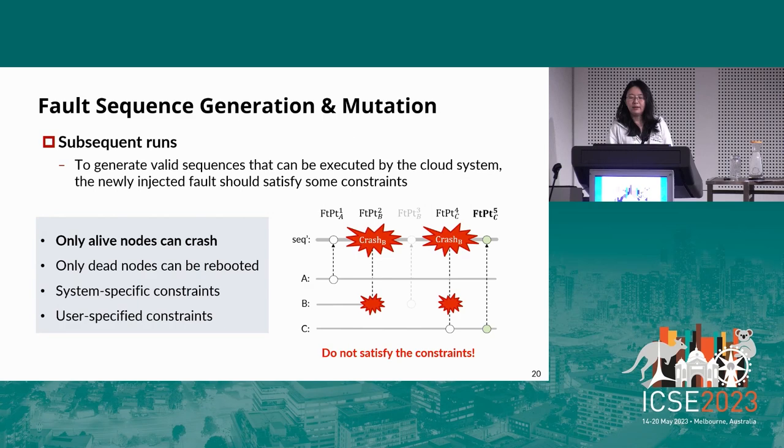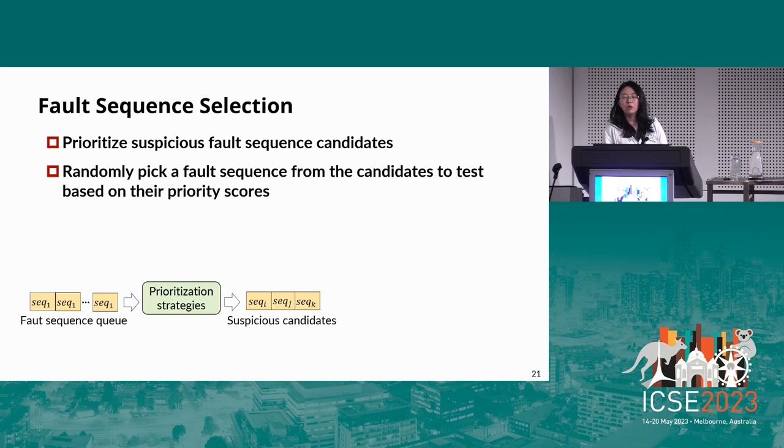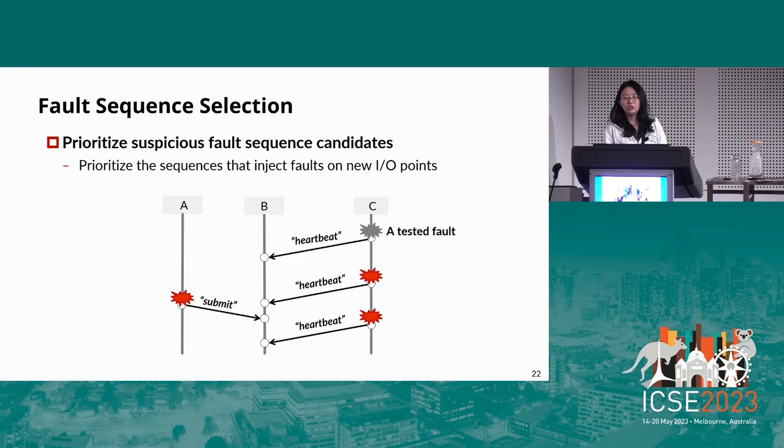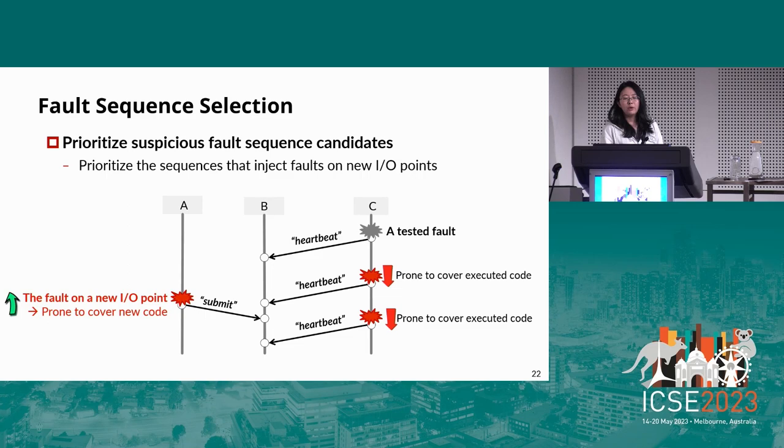To effectively explore fault sequences in the queue, we first apply a series of prioritization strategies to get a group of suspicious fault sequences as candidates. Then we compute a priority score for every candidate fault sequence and randomly pick a fault sequence from the candidates to test based on their priority scores. First, we prioritize the fault sequences that inject faults on new I/O points. This is because the tested I/O points are more likely to cover the executed recovery code, while the new I/O points are more likely to trigger new code.